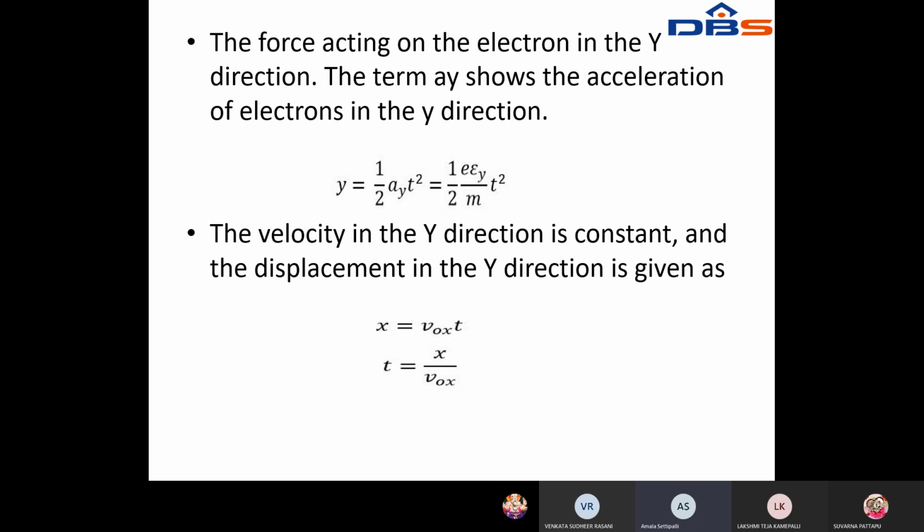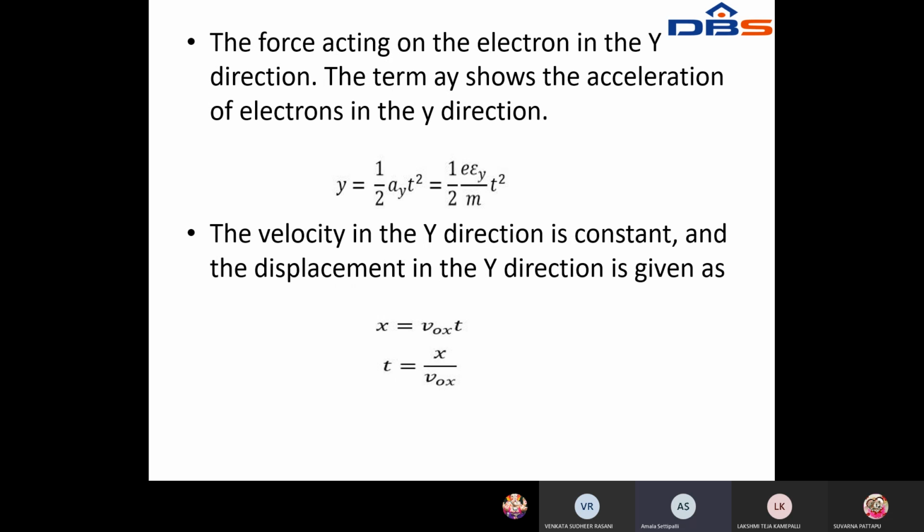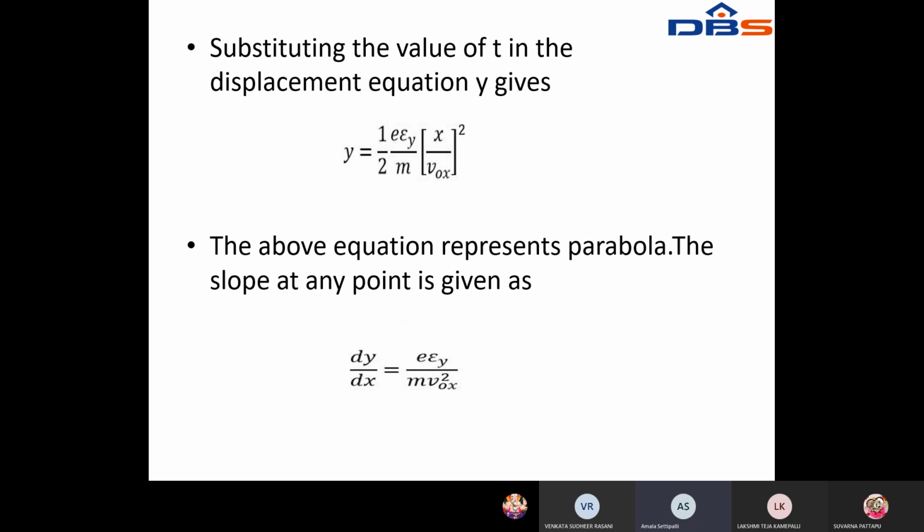The velocity in the x direction is constant, and the displacement in the x direction is given as x equals vox into t. So you can write t equals x by vox. Substituting this value of t in the displacement equation, y equals half e Ey by m, and in the place of t you substitute x by vox, whole squared.